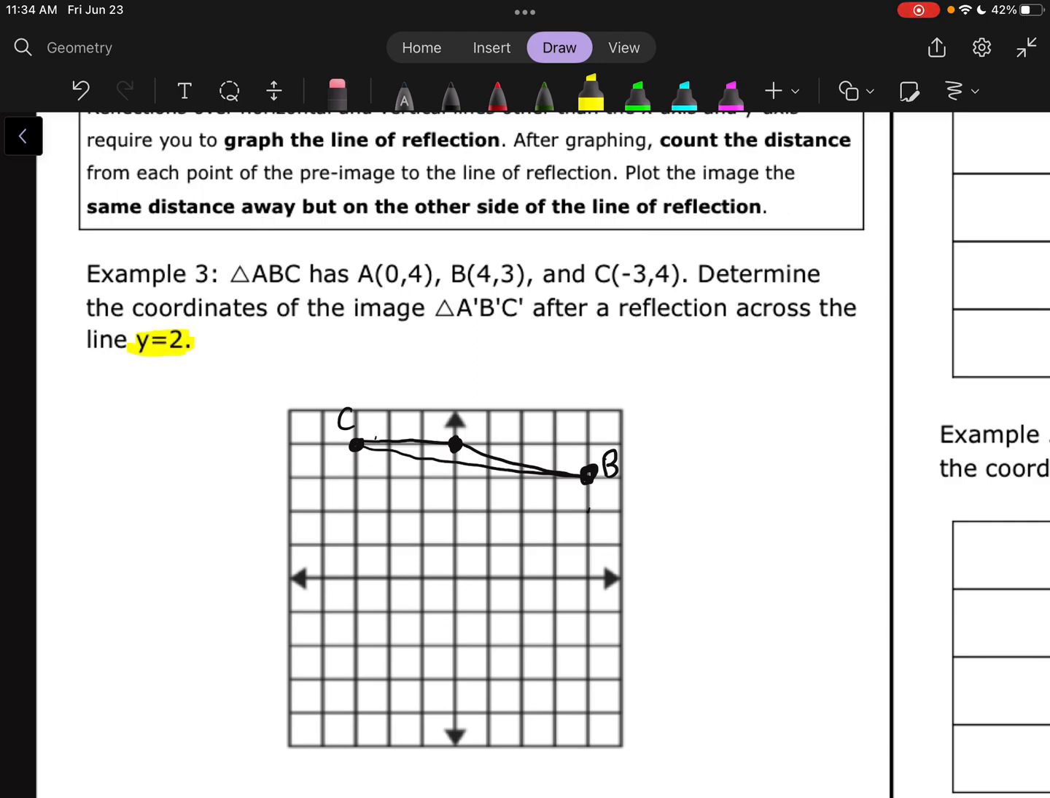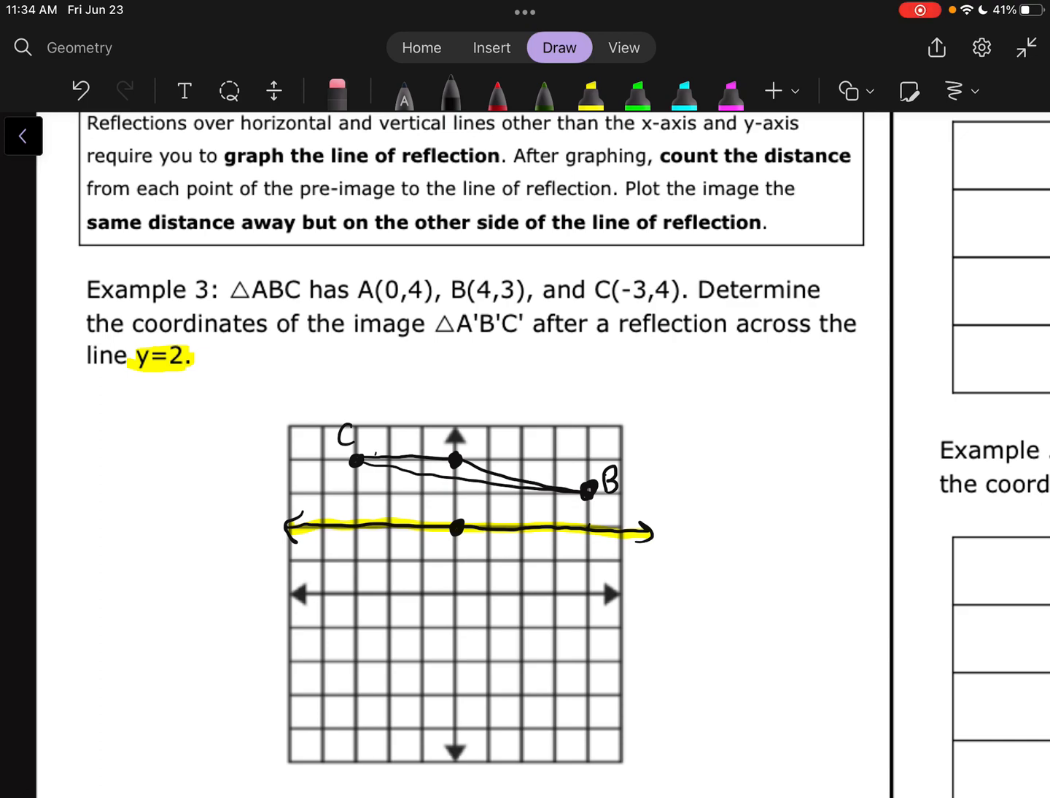Now y equals 2. Your horizontal and your vertical line equations, if it's a y, that is a horizontal line at the y-axis at 2. So you go to the y-axis at 2, right? y equals 2. And then you make a horizontal line through that point. So this is my line of reflection. So we graph the line of reflection, and then we start counting the distance from the point of the pre-image to the line of reflection.